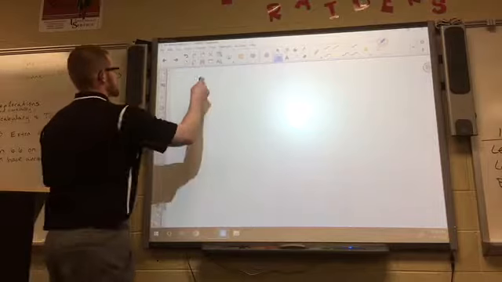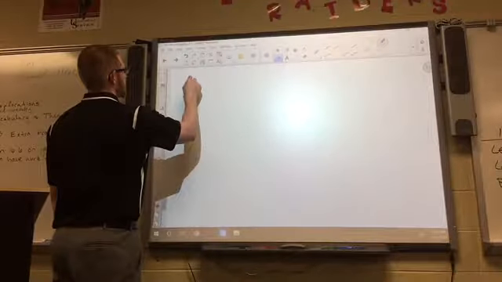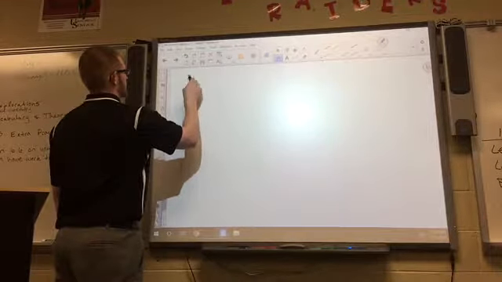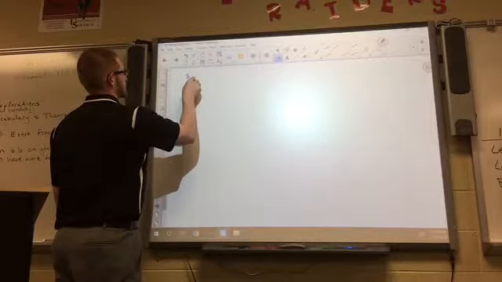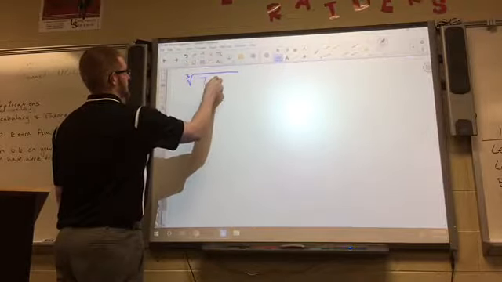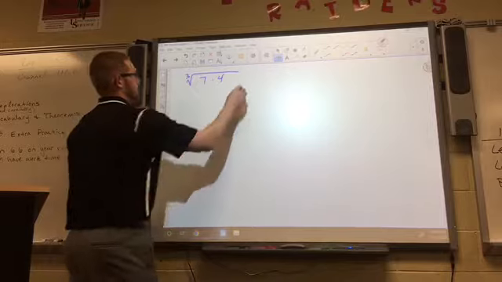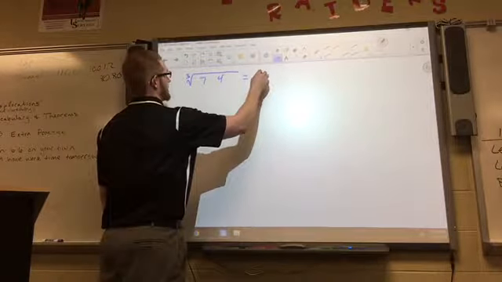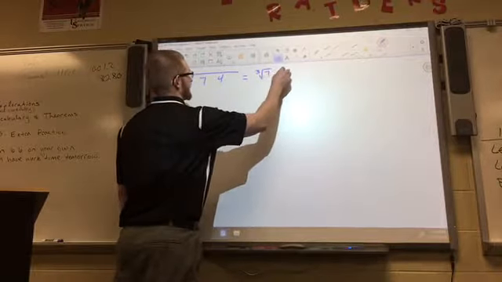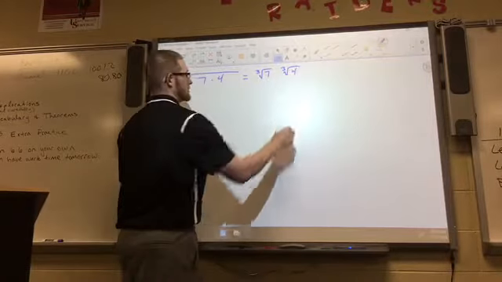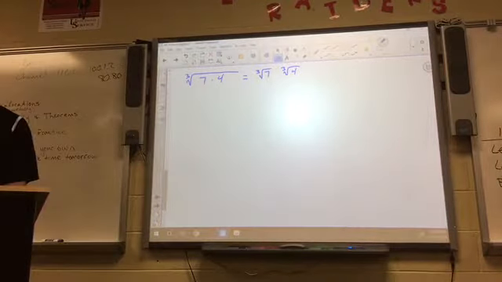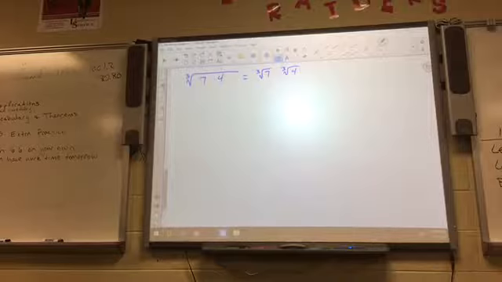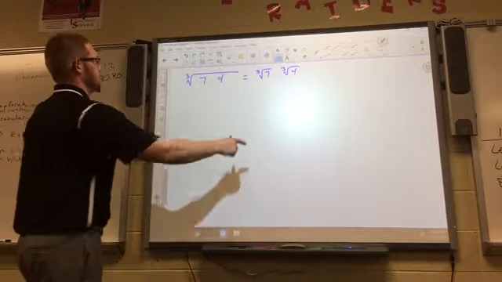But essentially what they're showing us is if I have two numbers under a radical, let's just use a cube root because it's a little different. If I have 7 times 4 under a radical, that's the same thing as the cube root of 7 times the cube root of 4. Does that make sense? Could you make that a 28? Yeah, so that's where I was going to go with it next.